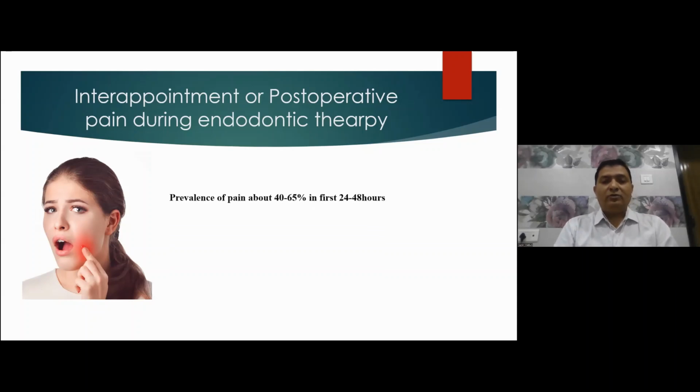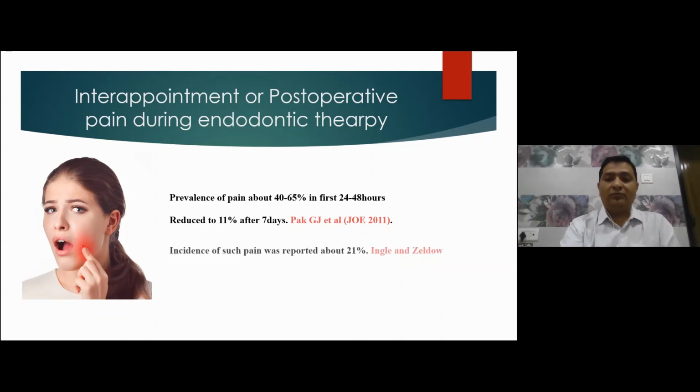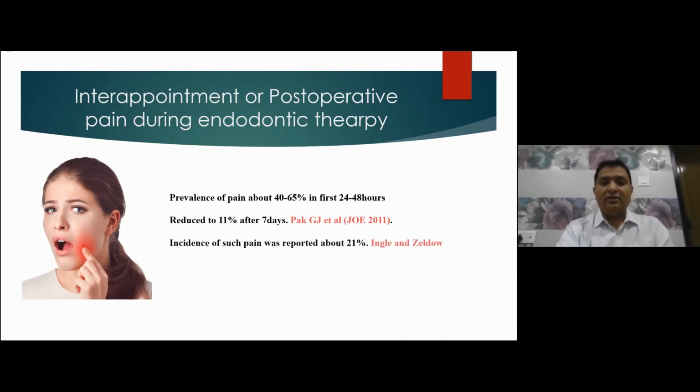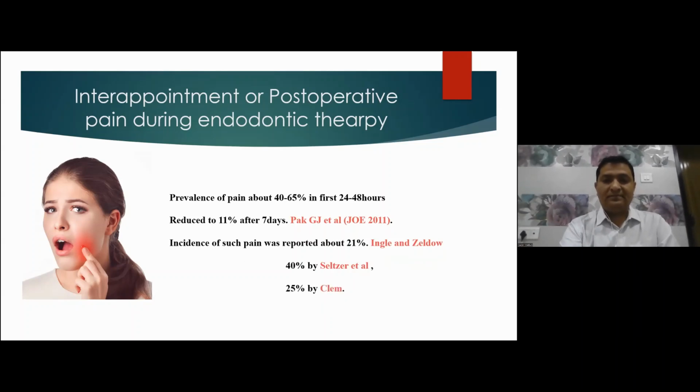The prevalence of such pain was about 40 to 65% in the first 24 to 48 hours. That is reduced to 11% after 7 days. Incidence of such pain was reported up to 21 to 40% by other researchers.